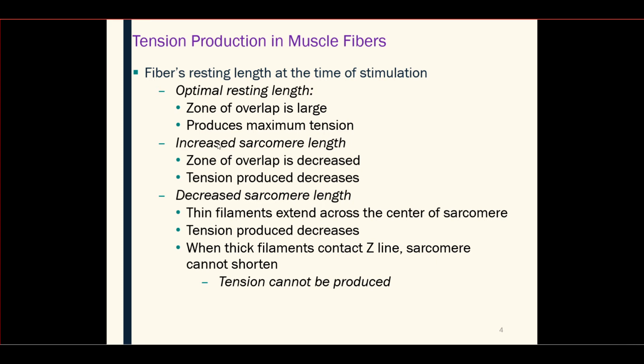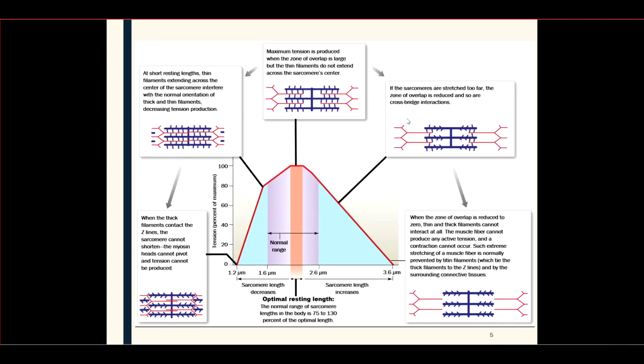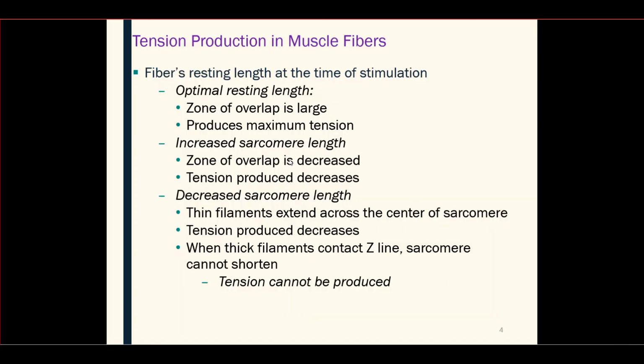But if we increase the sarcomere length, you'll notice, if you go back to the picture, the zone of overlap is decreased. We increased the sarcomere length here. We stretched it, it's kind of like stretching the muscle fiber, and we pulled the actin away from the myosin so that there's not as much overlap. The tension is also going to decrease. So the more we increase the length, the more the tension is going to go down.